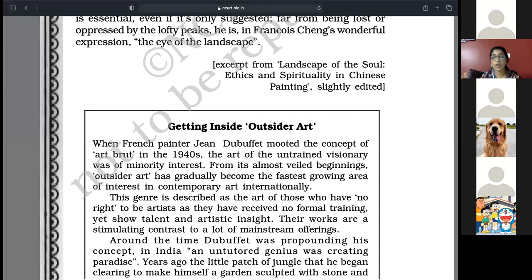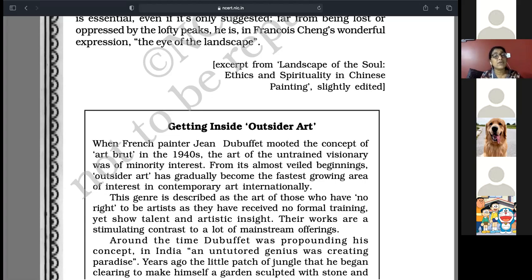Means art brut का मतलब होता है when a person is not having any official training. The art of the untrained visionary. और उस वक्त में people did not bother about that. 1940s में लोग नहीं bother करते थे because normally people appreciated, people worked from its almost veiled beginning. Veiled का मतलब होता है घूंघट, मतलब veil का मतलब होता है कोई चीज छुपाई हुई.